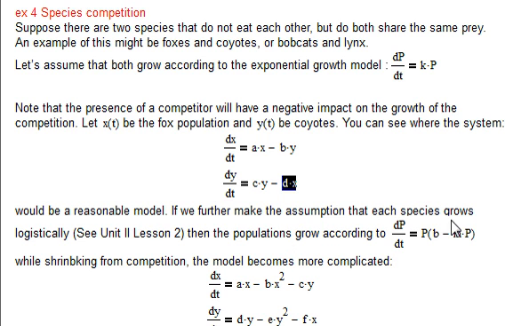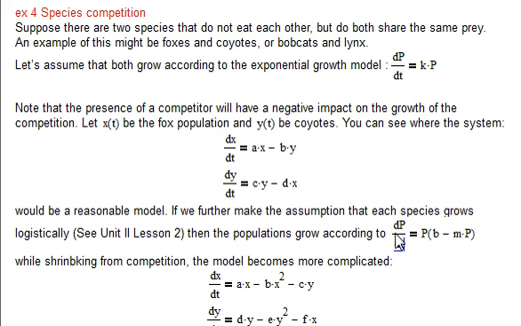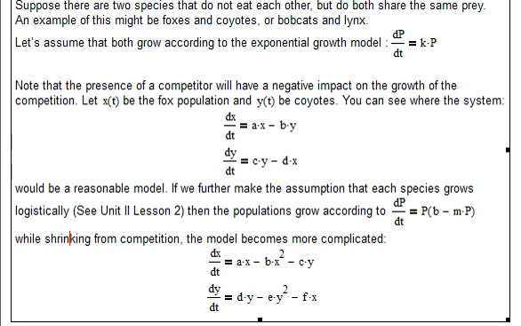If we further make an assumption that each species grows logistically, okay, remember that from Unit 2, Lesson 2, then the populations grow according to dp/dt equals p times (b minus m times p). Recall that was what we used to generate the logistic function while shrinking from the competition. Then the model becomes a little bit more complicated.